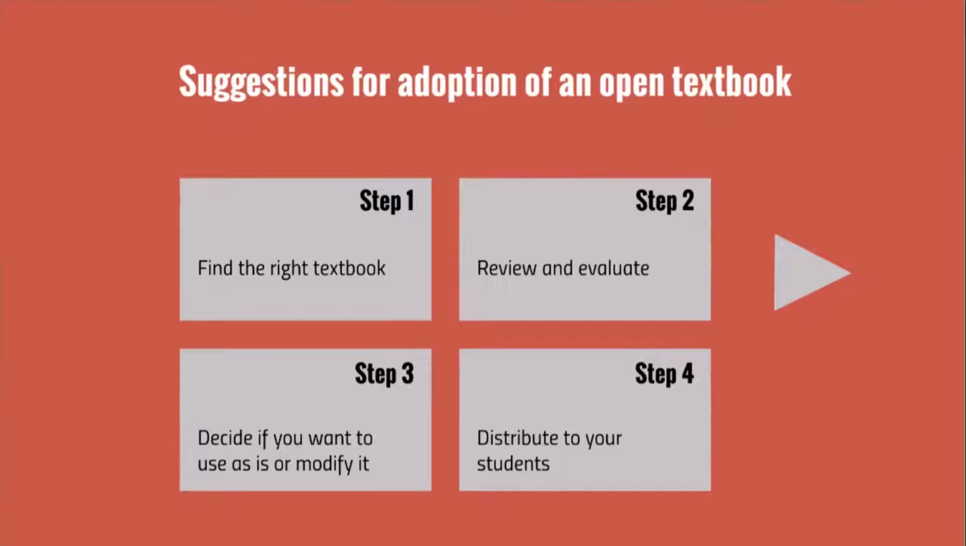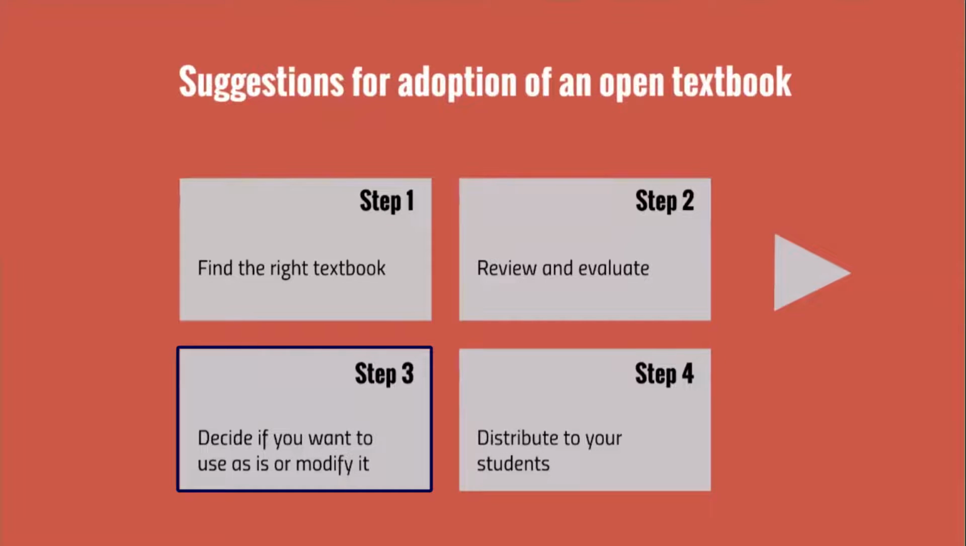Now, we'll discuss suggestions for adoption of an open textbook. There are 4 steps involved. Number 1 is find the right textbook from various repositories. Number 2 is review and evaluate to see if it matches your criteria and based on content, presentation, online accessibility, production options, platform compatibility, delivery options, interactivity, consistency between online and printed versions, and available ancillary material like test banks, PowerPoints, etc.